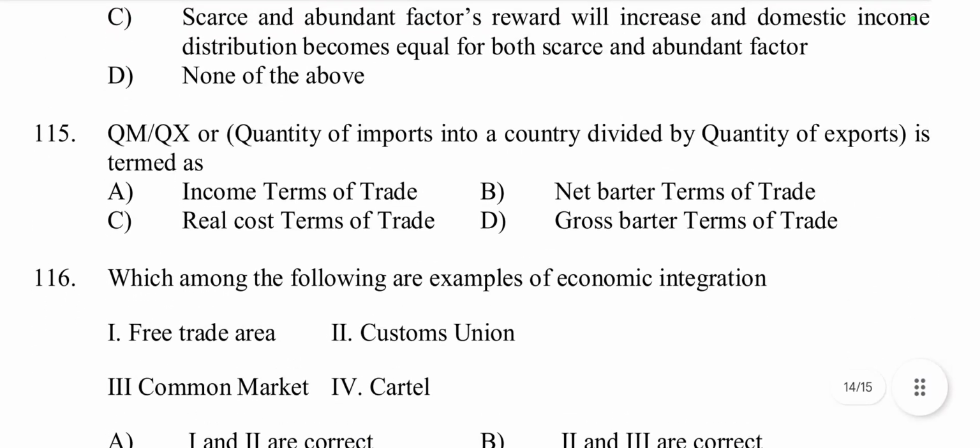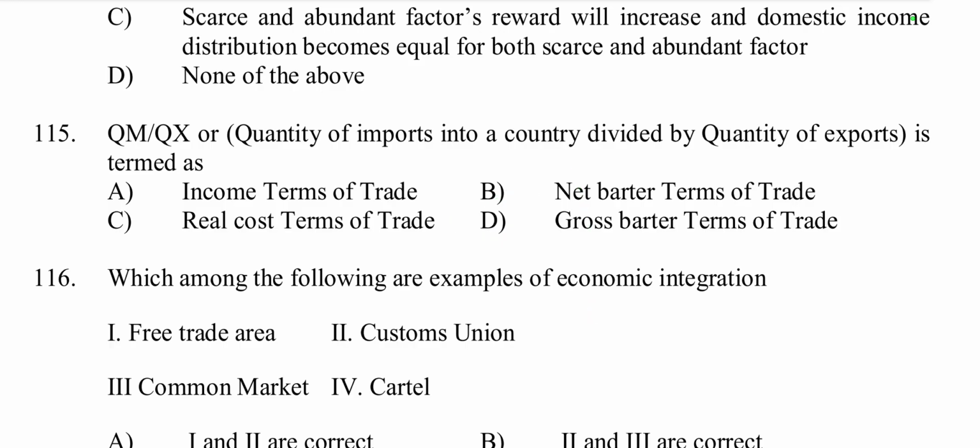Then question number 115. QM by QX, or quantity of imports into a country divided by quantity of exports, is termed as. This is income terms of trade. No, net barter terms of trade, real cost terms of trade, or gross barter terms of trade. This is called gross barter terms of trade. Gross barter terms of trade is quantity of import by quantity of export. So it measures physical exchange ratio of goods. So option D is the right answer.